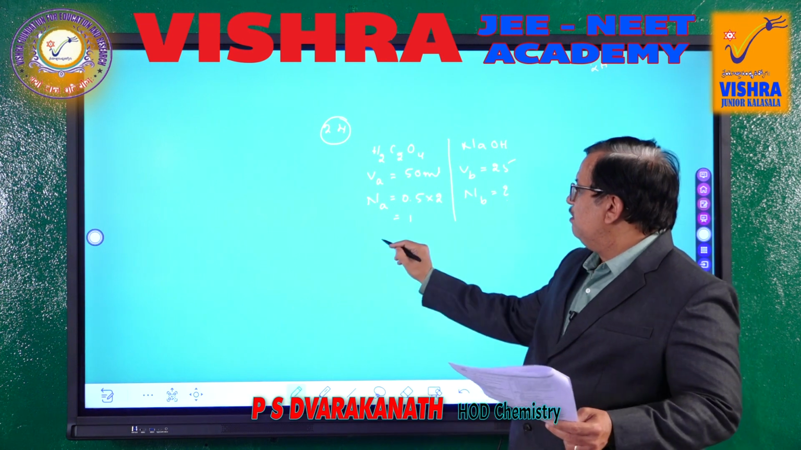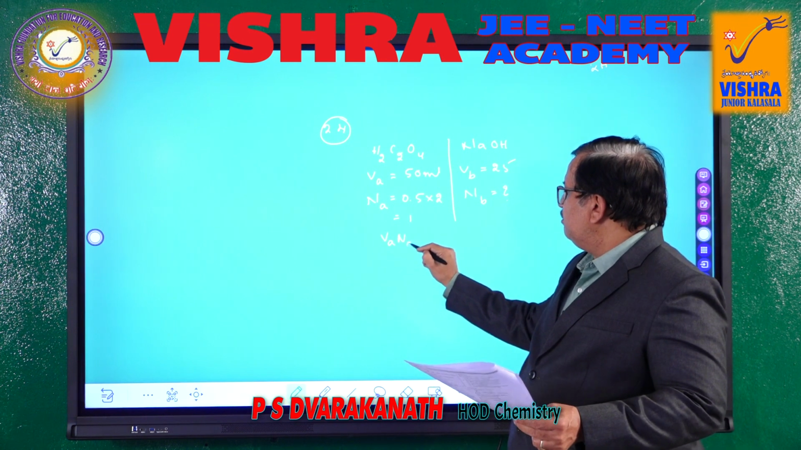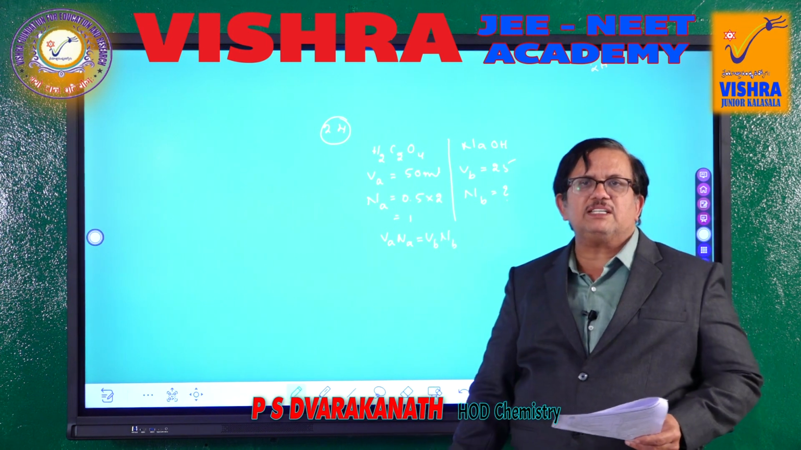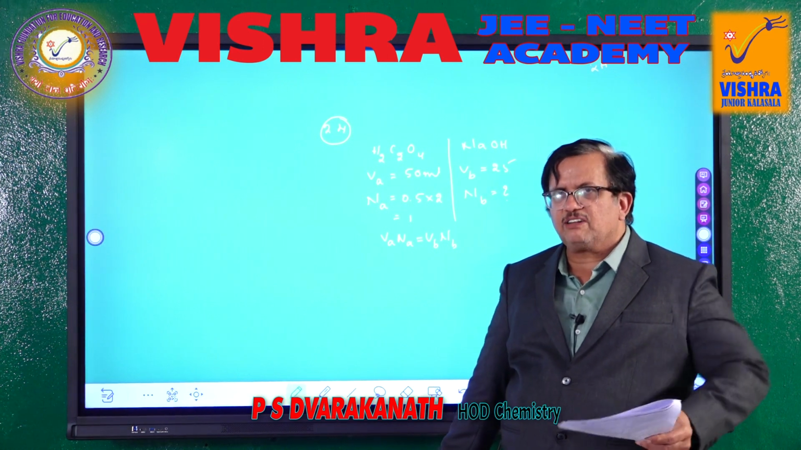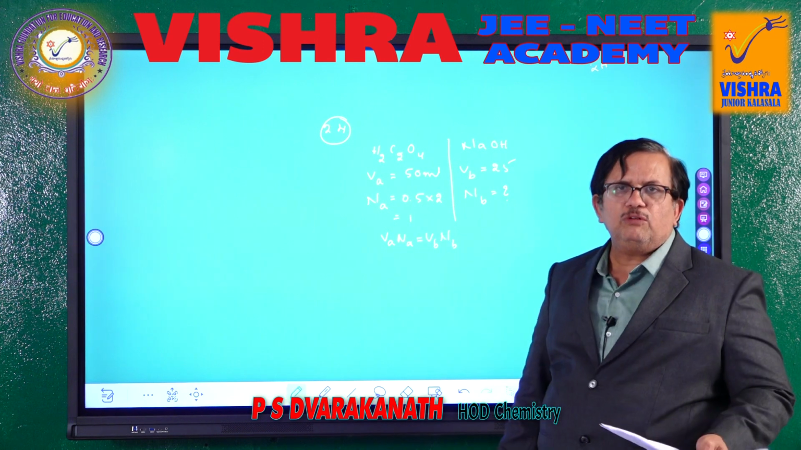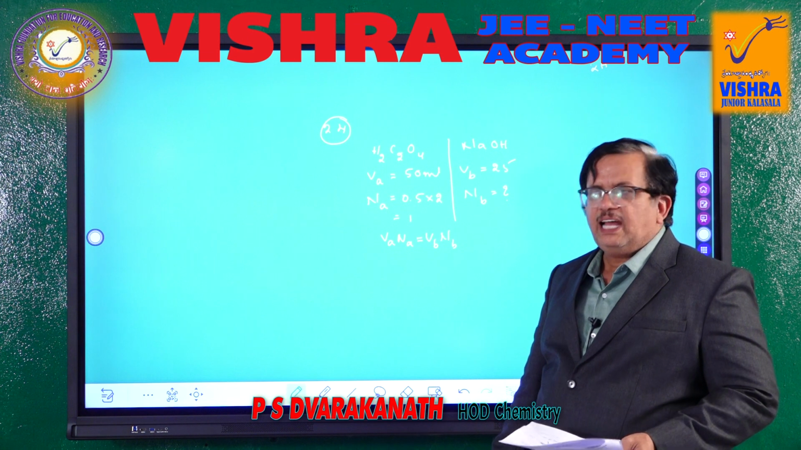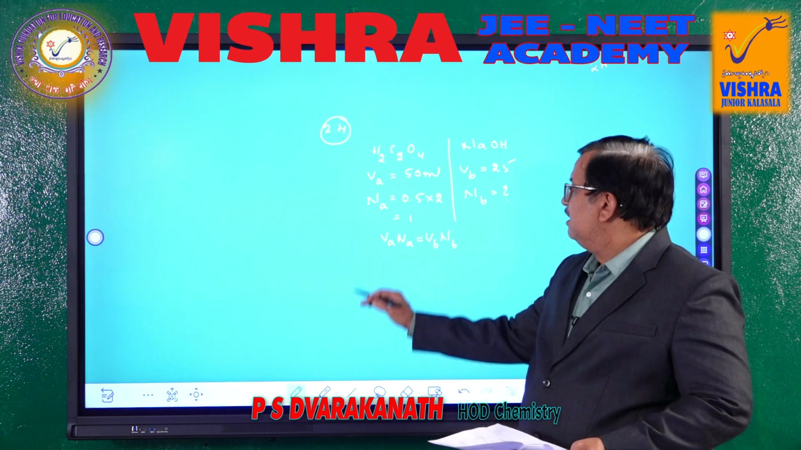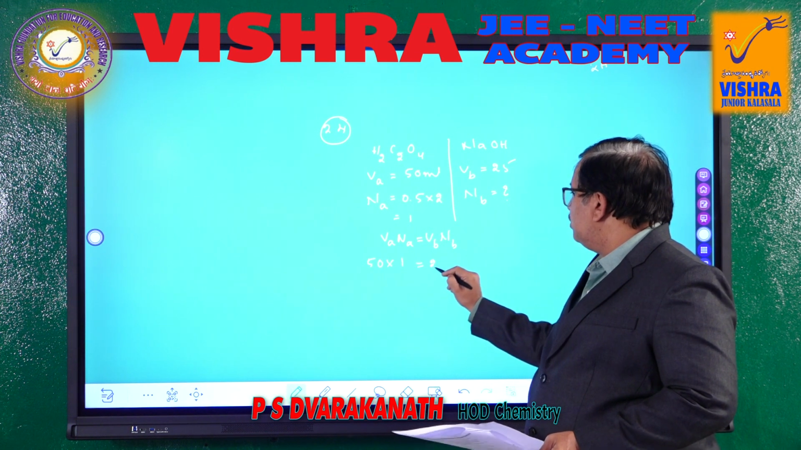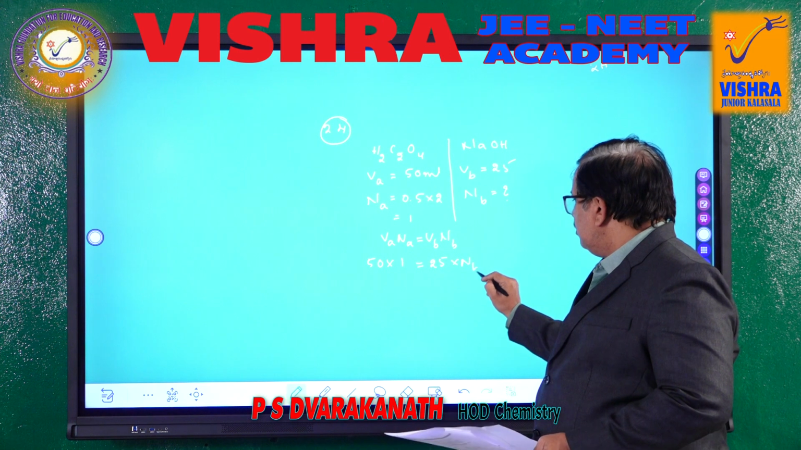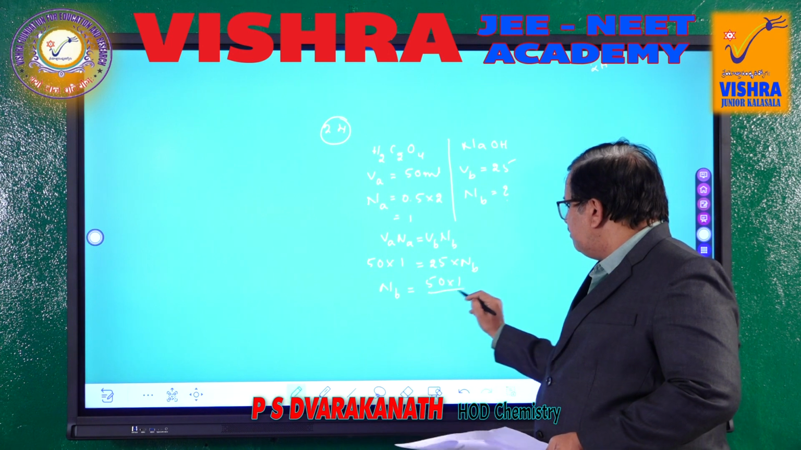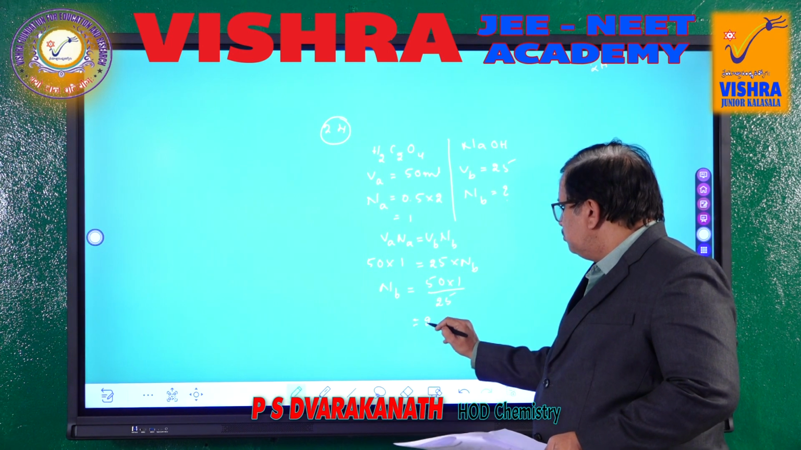Now, VA NA is equal to VB NB. The number of equivalents of acid is equal to the number of equivalents of base. The number of equivalents you can calculate as volume in liters into normality. This is the number of milliequivalents. We have taken the number of milliequivalents of acid as well as base here. Then 50 into 1 is equal to 25 into the normality of the base. Then we can calculate the normality of the base, that is 50 into 1 by 25. How much is it? It is 2.